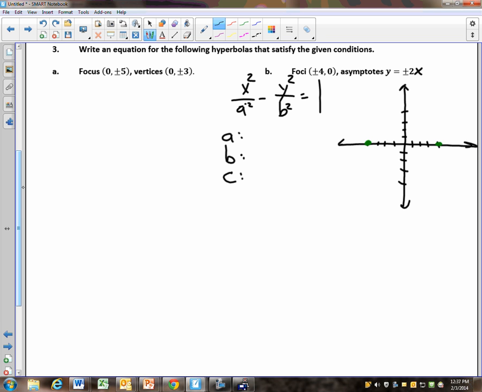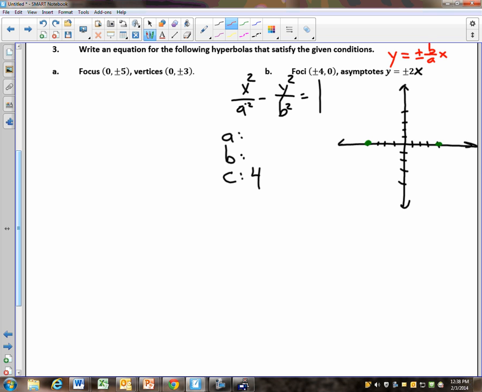Do you know what A is? Do you know what B is? Do you know what C is? 4. C is 4. We know that. So as we write this out, if the asymptotes have the equation y equals plus or minus 2x, then you know from the equation of asymptotes that y is equal to plus or minus b over a times x.